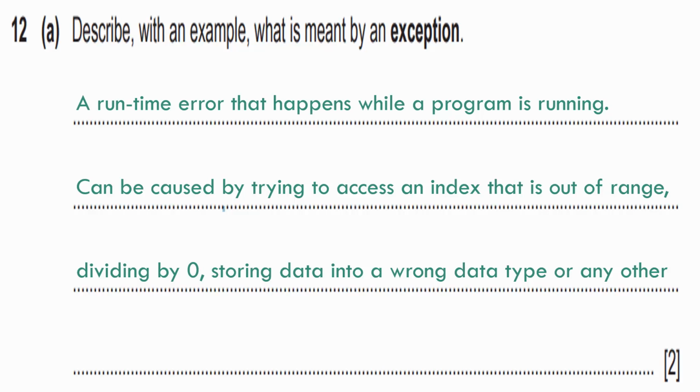What about storing data into a wrong data type or any other runtime errors? Maybe I have a real number, 3.14. Maybe I want to store that as a Boolean. Computer's not going to know how to do that. It's going to throw an exception. So an exception is any runtime error where your program crashes, and you can pick any example you want. I use some common examples that I see all the time. But let's go ahead and get ready to move on to the next question.